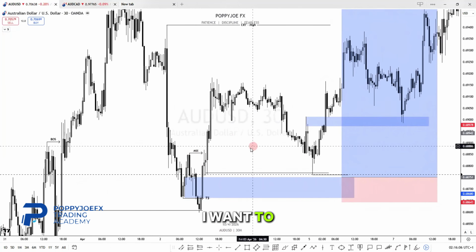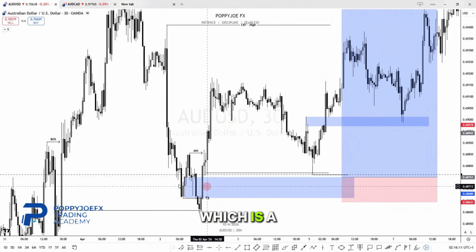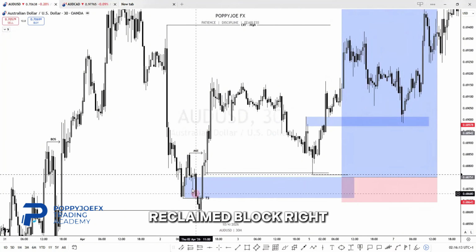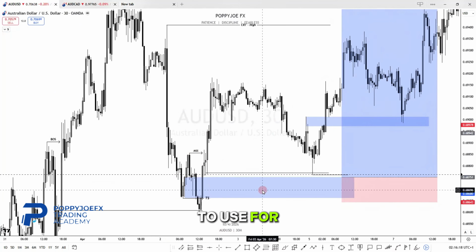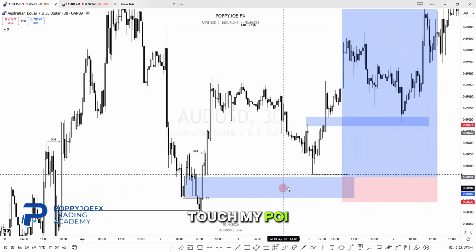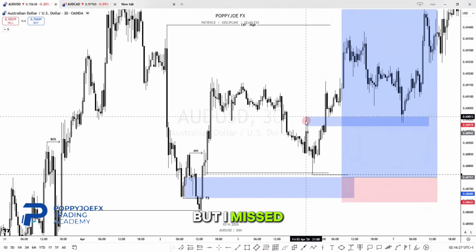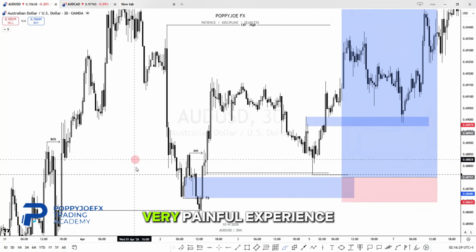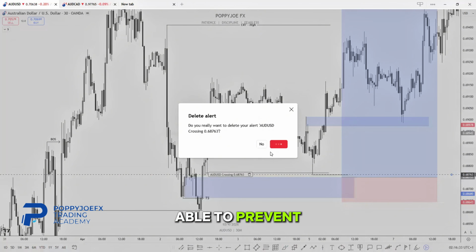Now, the next thing I want to get is entry, obviously. And here I have selected my entry, which is a reclaimed block, right? The previous zone here that was invalidated is the same zone I want to use for entry. You saw our price came very close to the level and did not touch my POI before bouncing up, which means I lost, or I didn't lose actually, but I missed out on this trade. And that would have been a very painful experience. So let's see how using OTE would have been able to prevent that.